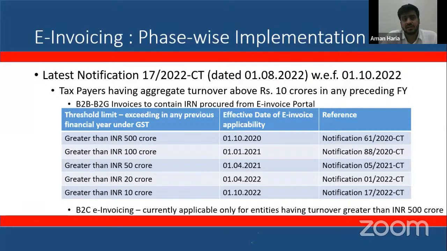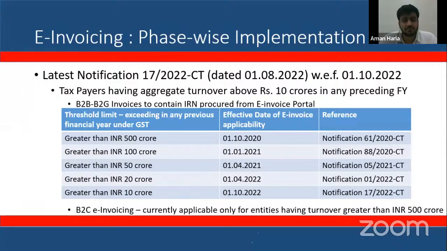The initial plan was to implement this from 1st April 2020. However, because of the COVID pandemic, this date got shifted by 6 months, and thereafter they have constantly introduced new taxpayers as and when the earlier taxpayers started getting used to it. So once the taxpayers having turnover greater than 500 crores got used to it for 3 months, they introduced a new set of taxpayers by reducing the limit from 500 to 100 crores from 1st April 21.